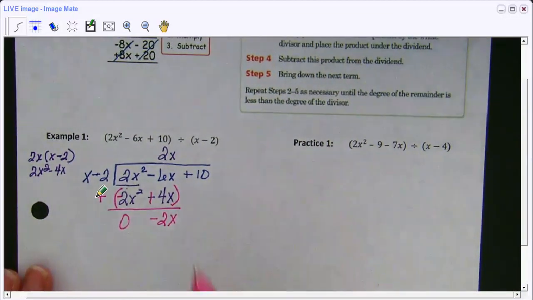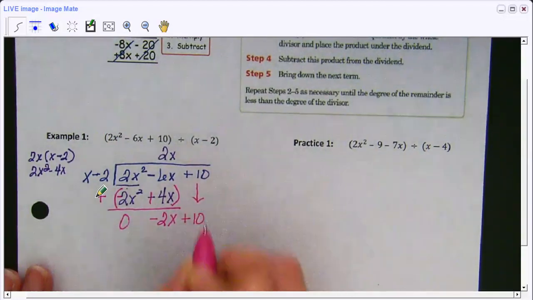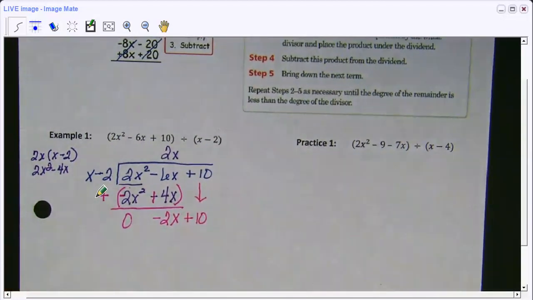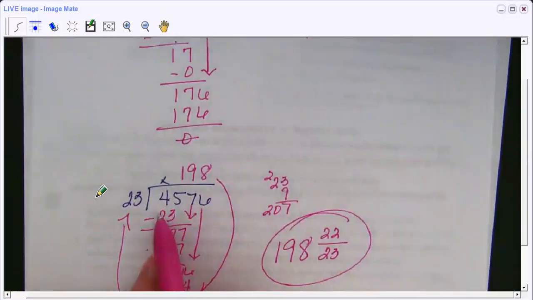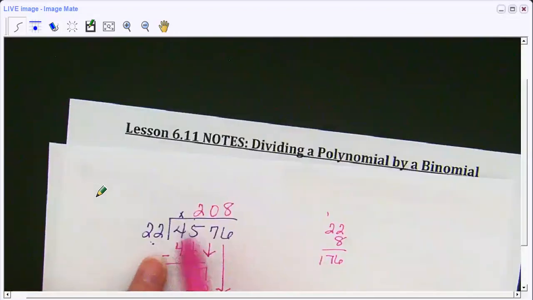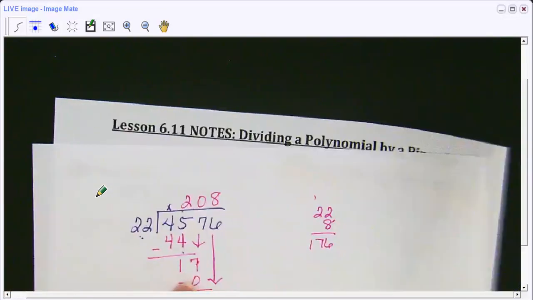Okay, the next thing we're going to do is bring down our +10. And we're going to start over. So look at our division here. Once we figured out that 22 goes into 45 2 times, we get 44. 45 minus 44 is 1. We bring down our 17. Then we have to figure out how many times 22 can go into 17. That's our next step.